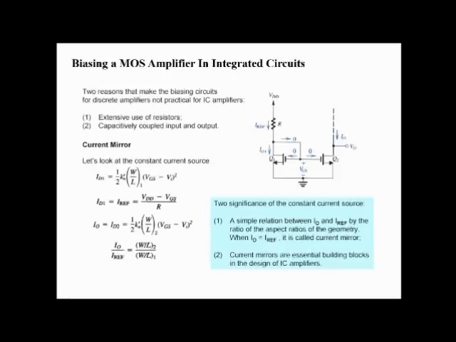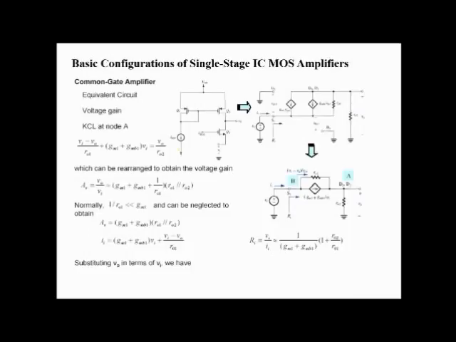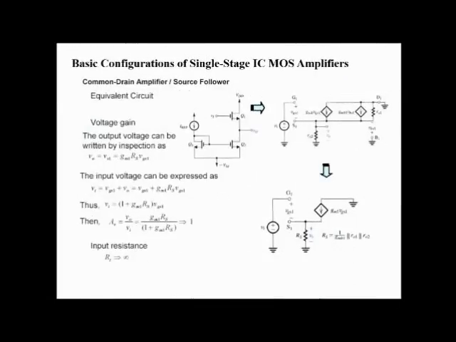Whenever I0 is equal to I reference, it is called the current mirror circuit. These current mirrors are essential building blocks in the design of IC amplifiers. So there are many more applications of MOSFET. These are some of the applications of the common drain amplifier, the source follower amplifier, and this needs an extensive study of small signal analysis. So only after you are quite clear about small signal analysis can you work them out well.